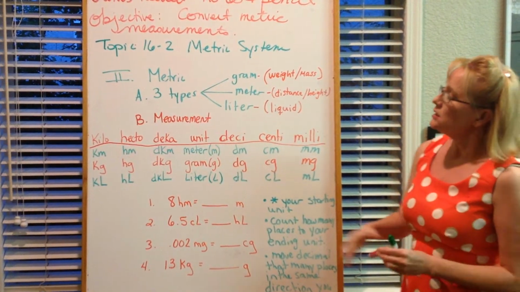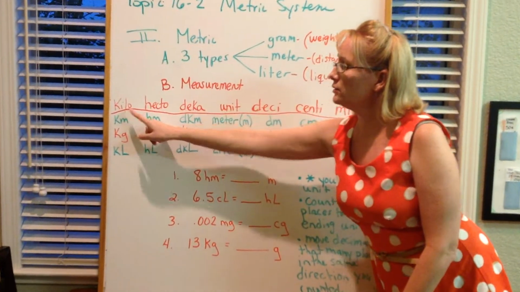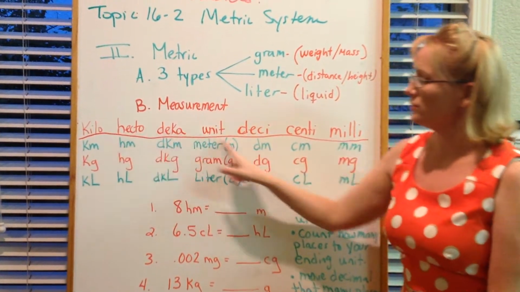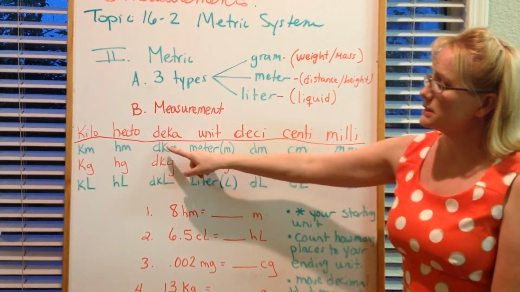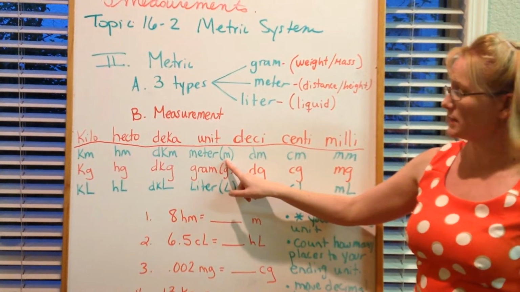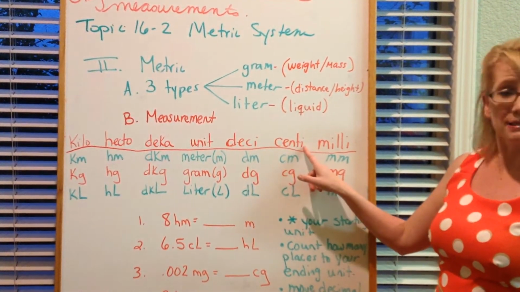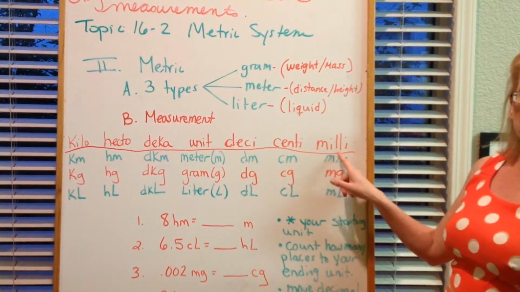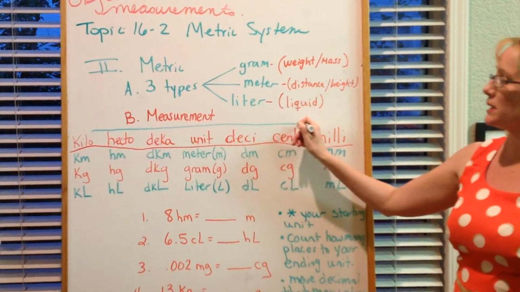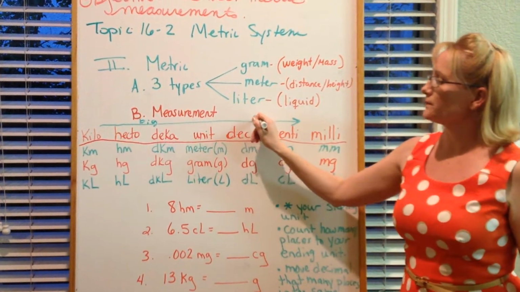Okay? So the way that you're going to write things is that km stands for kilometers. And hm is hectometers. And dkm is decameters. And then just m by itself would be meters. dm would be decimeters. cm is centimeters. And mm would be millimeters. And it goes from biggest to smallest. So going this way, it gets smaller. So it's bigger to smaller.